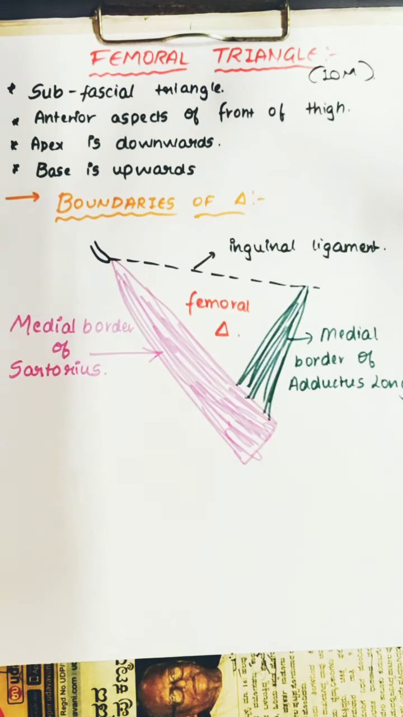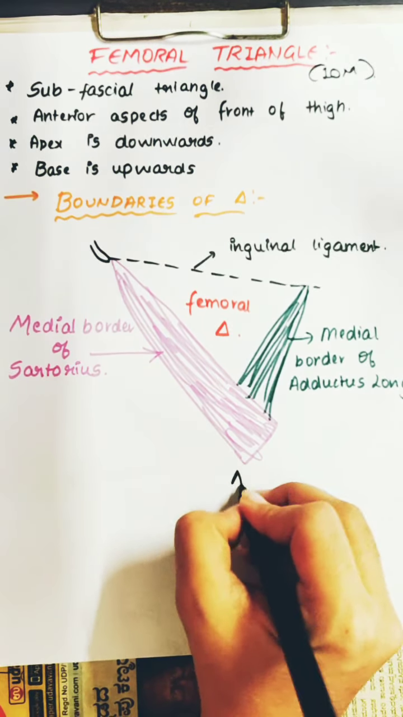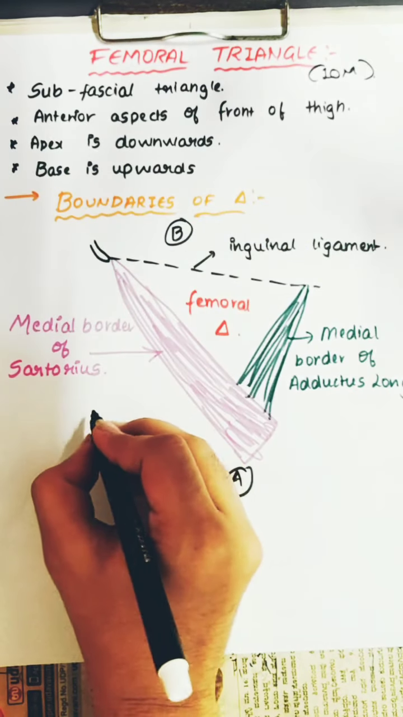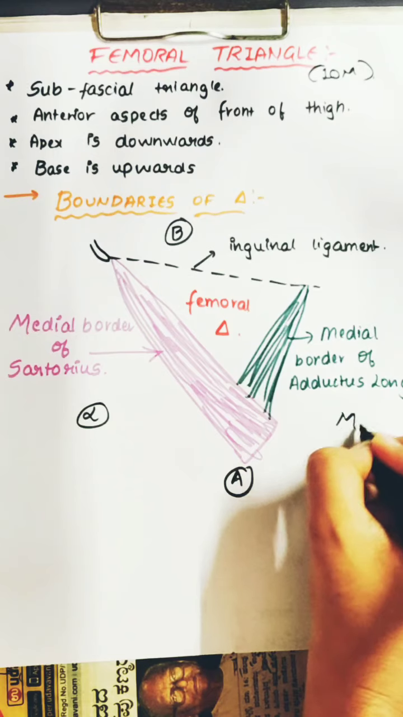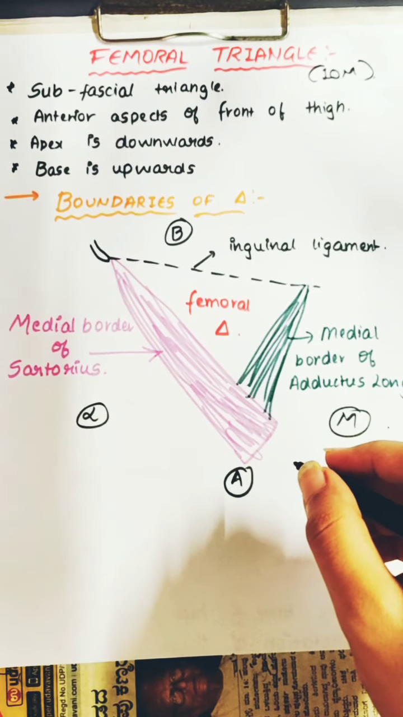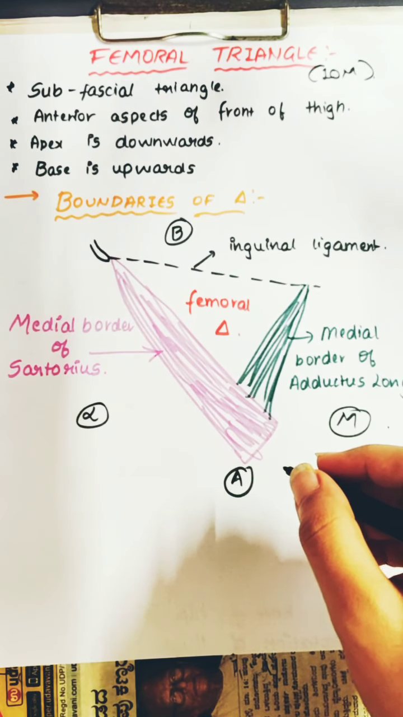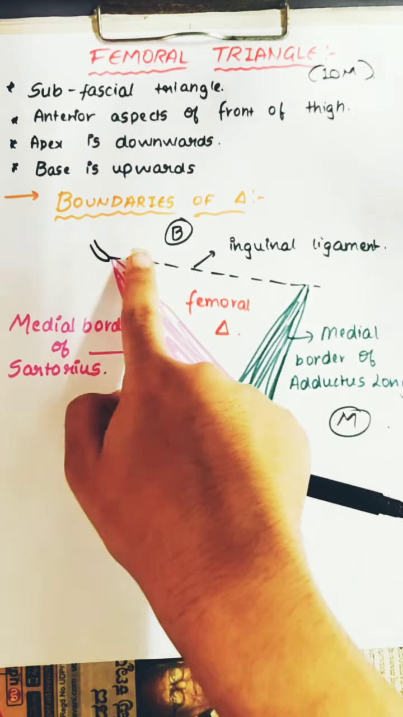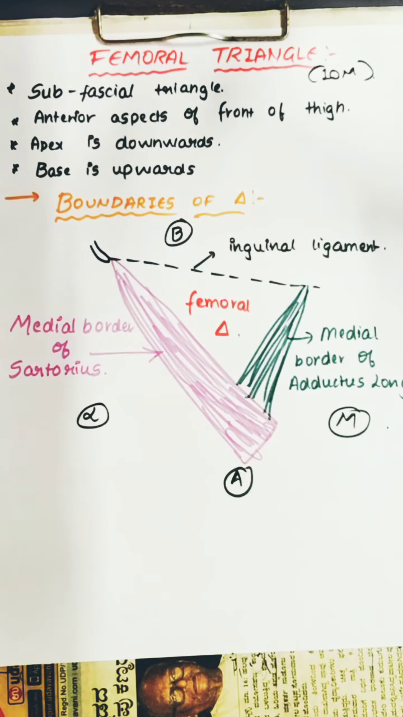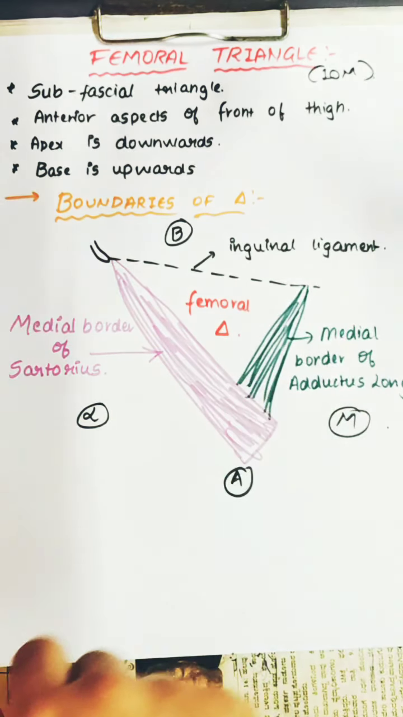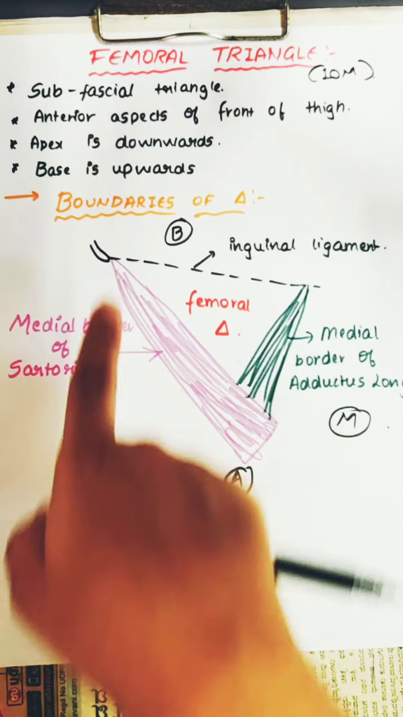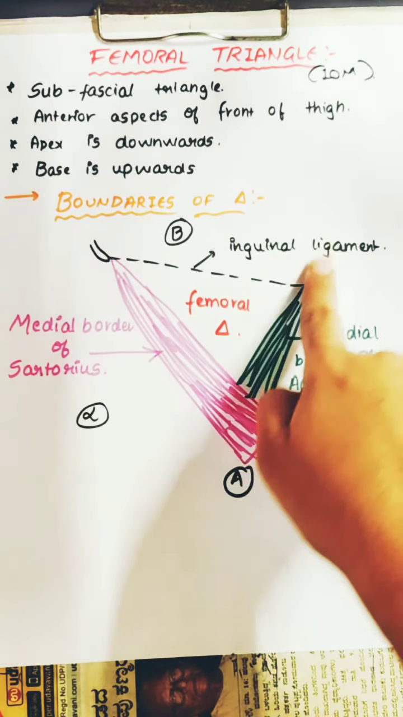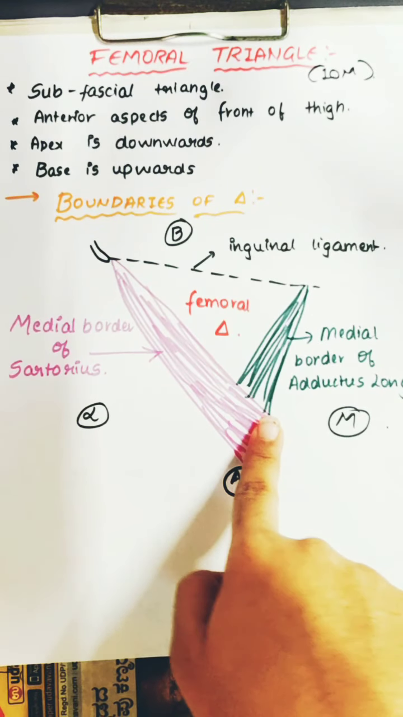The apex is directed downwards, the base is directed upwards, and there are the lateral border and the medial border. It also has a roof as well as the floor. See it properly. We'll start from the base. The base is made up of the inguinal ligament. The lateral border is made up of the medial border of sartorius muscle. The medial border is made up of the medial border of the adductor longus muscle.